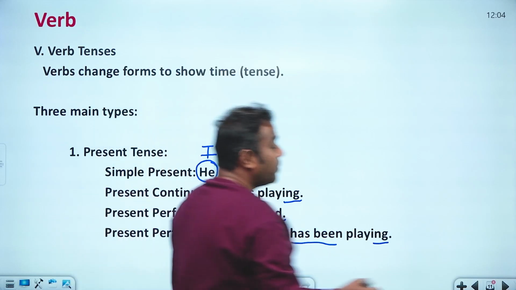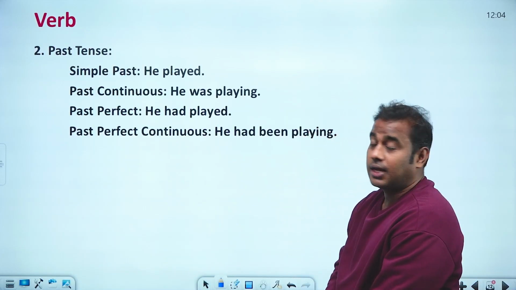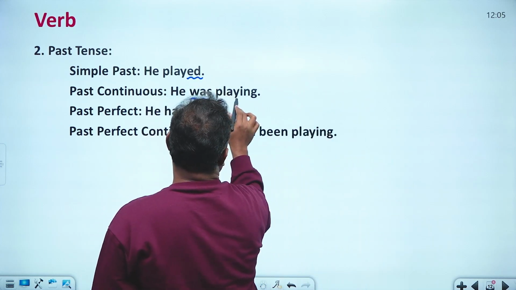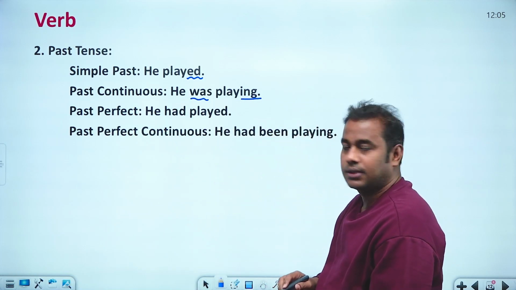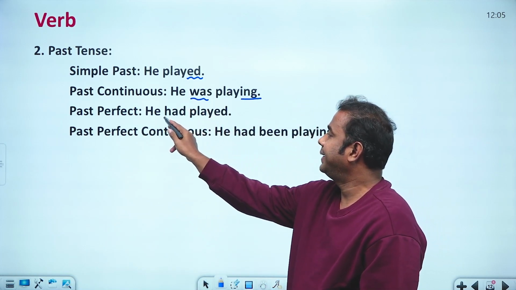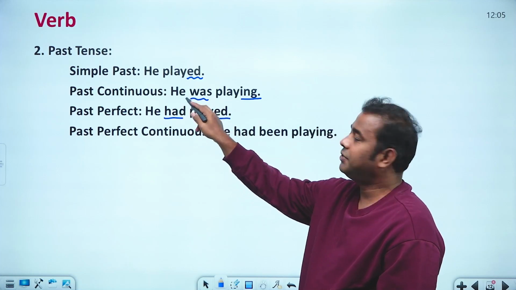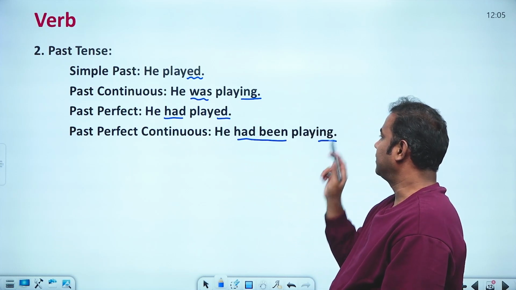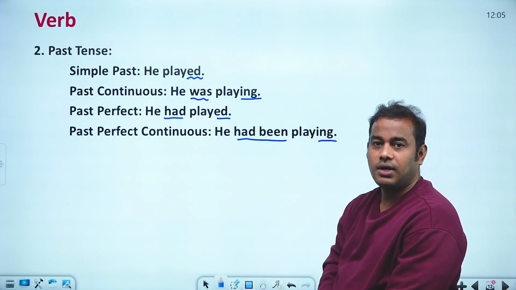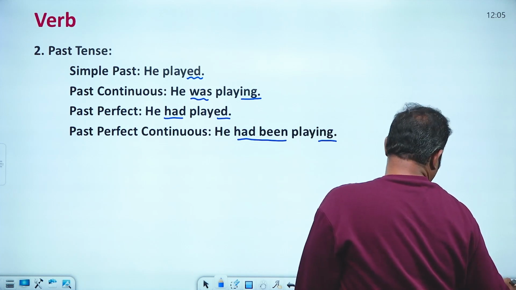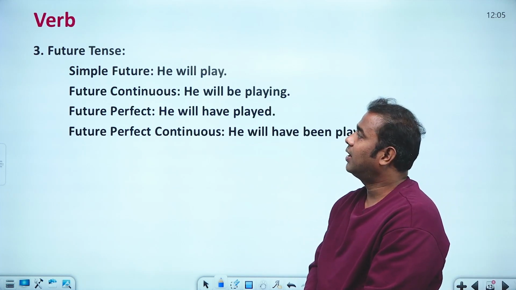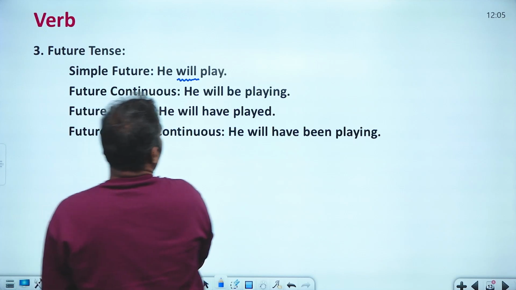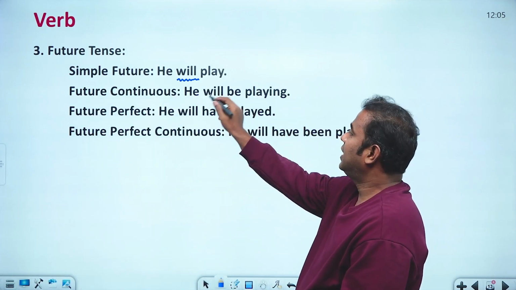Likewise, look at this one. In the case of past tense, he played. Then he was playing. In past perfect tense, he had played. In past continuous, he was playing. In past perfect continuous, he had been playing. So we have to add this extra thing to make a tense come into the right form. Then coming to future tense, he will play. We have to use a compulsory extra word here, that is will. He will play. In future continuous, he will be playing.